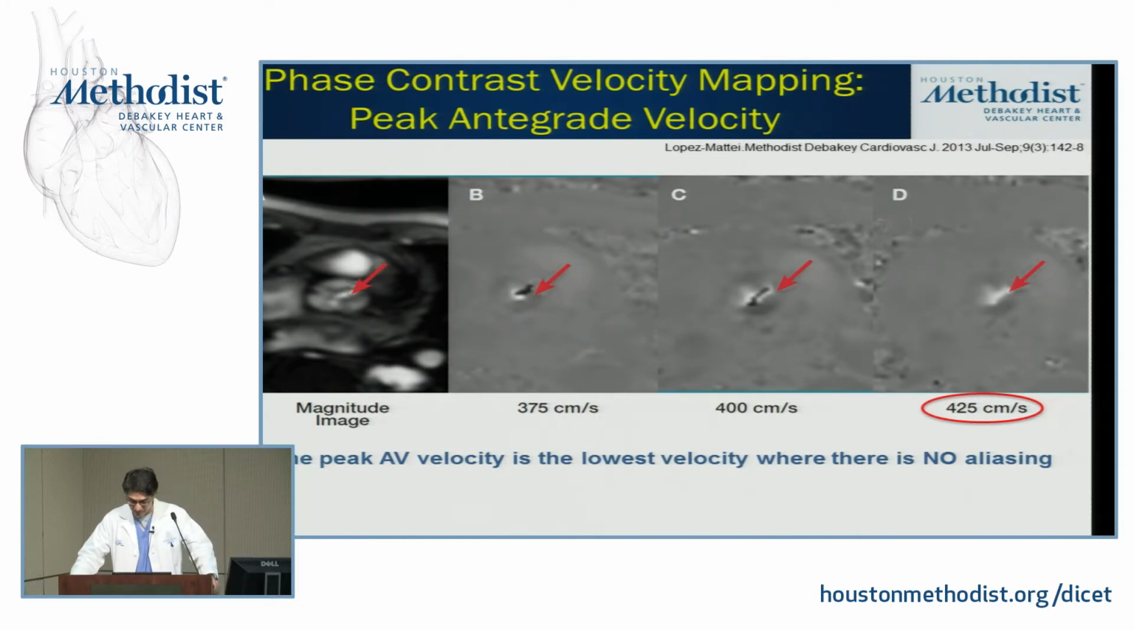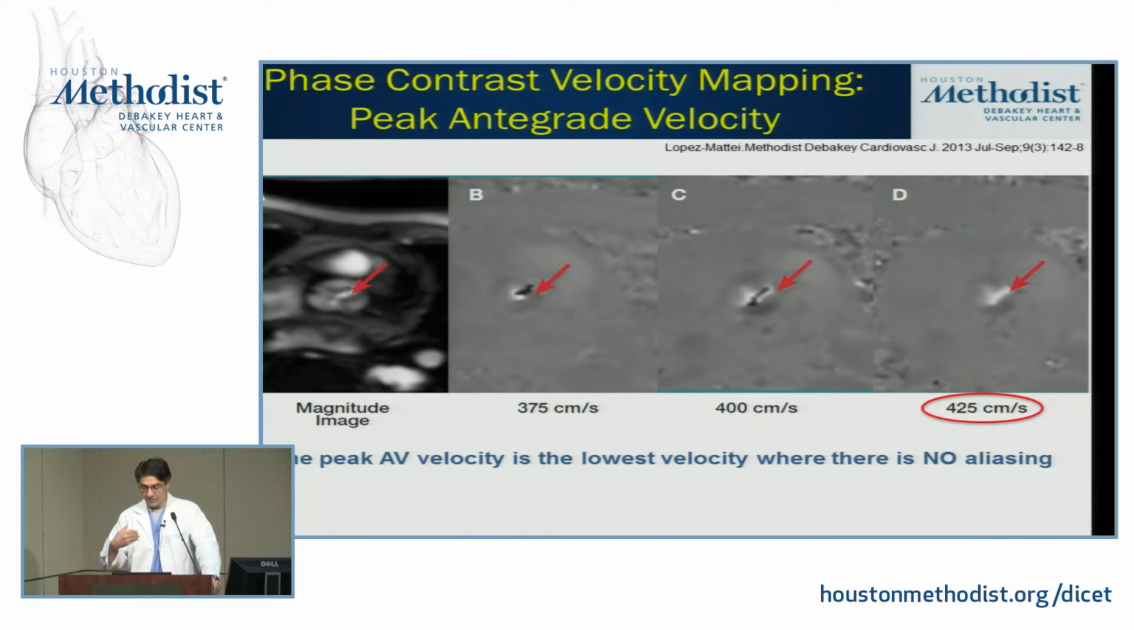So if we look at this sequence up ahead, you have the magnitude image in A, which shows you we're at the leaflet tips, and then you can see velocity was coded at 375 centimeters per second in B. But if you look at the image, you're seeing both white and black, and that's what we call aliasing. So that tells us that the velocity that we set was still too low for the velocity that was traveling through this slice. Hence, the very next slice, you go up to 400, you still see aliasing.